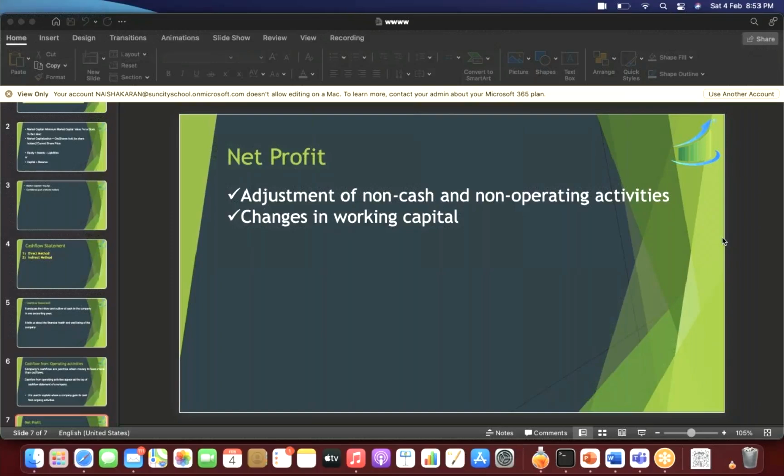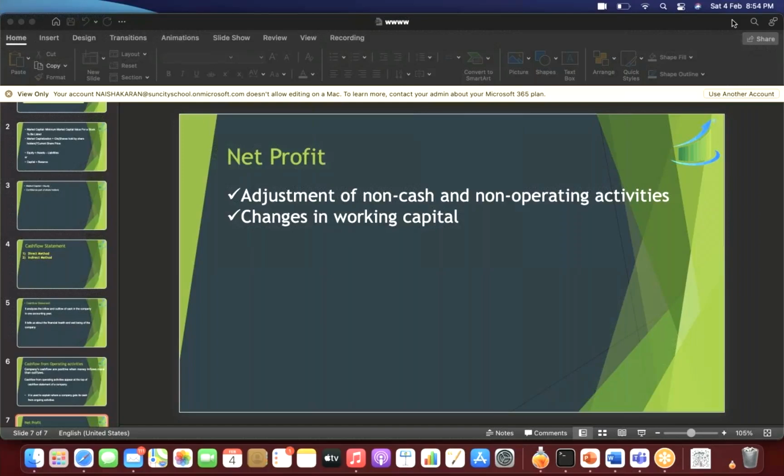Right. The next changes that we do is we add or deduct changes in working capital. What is working capital? Current assets minus current liability is working capital. So when I say I will adjust it on the basis of working capital, I will adjust current assets and current liabilities.